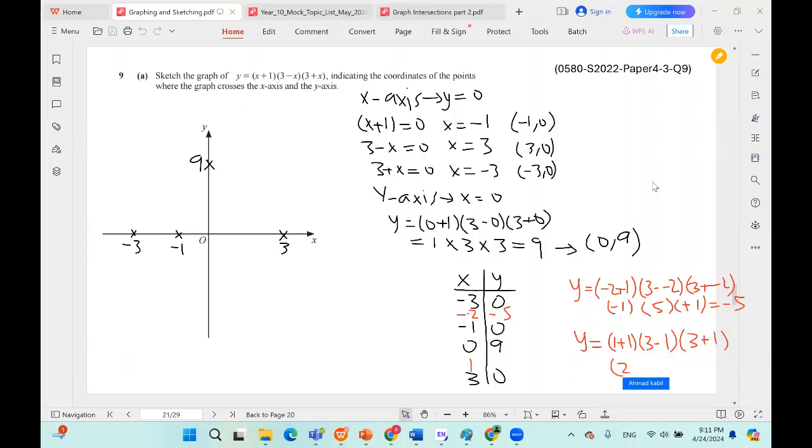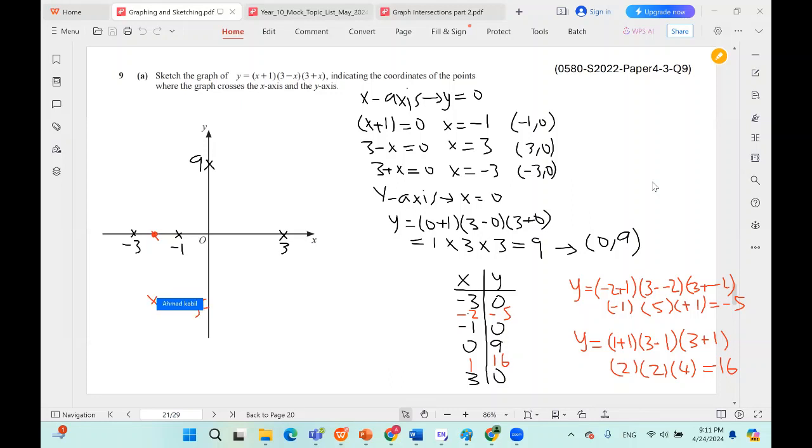So we have 2 times 2 times 4, and this is equal to 16. So we have 16 here. Now, we want to plot these 2 points. So we have negative 2 and negative 5. So we have a point somewhere here.